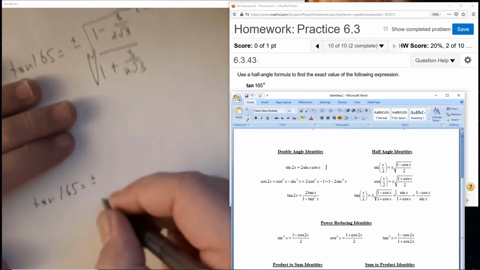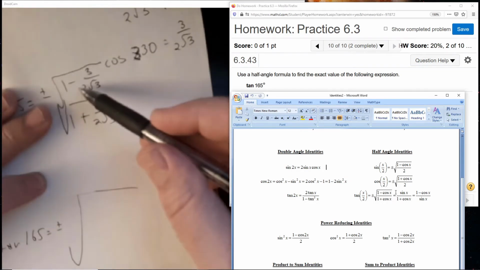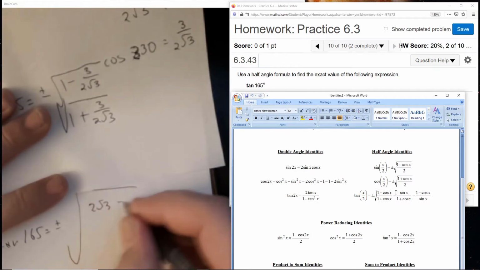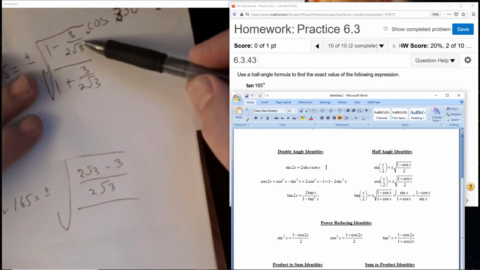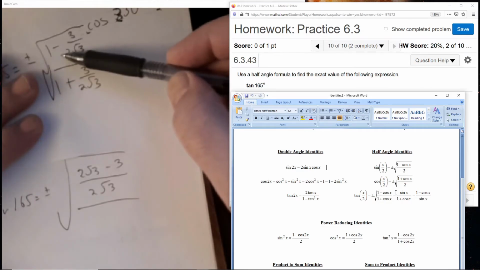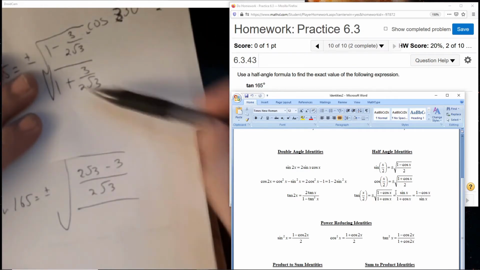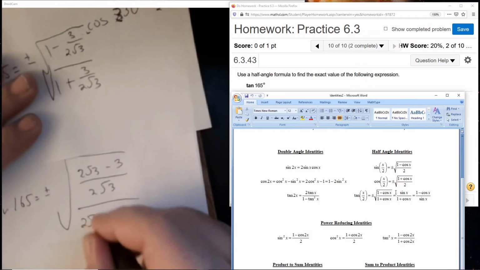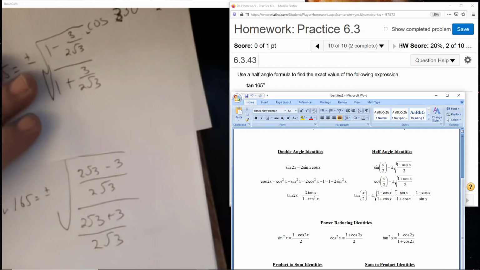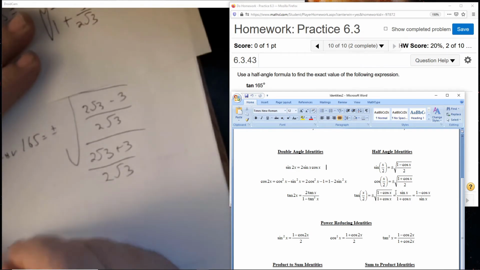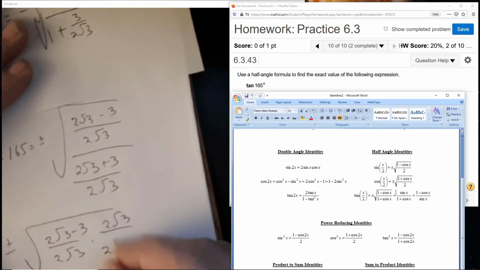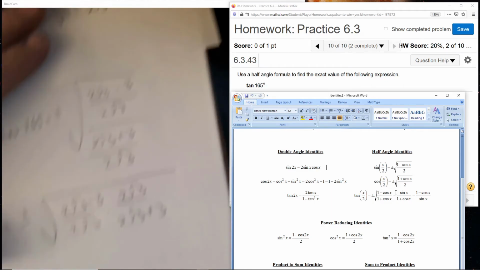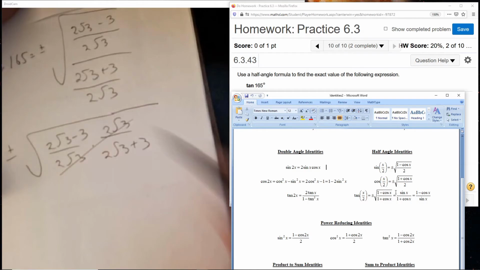So in the numerator, we're going to need to combine these with a 2 square root of 3. So I did a common denominator here. 2 square root of 3 is a common denominator, so you multiply 1 by that. So you get 2 square root of 3 minus 3 over the common denominator. Same thing in the denominator. And division is the same thing as multiplying by the reciprocal. So those 2 square root of 3's will cancel.